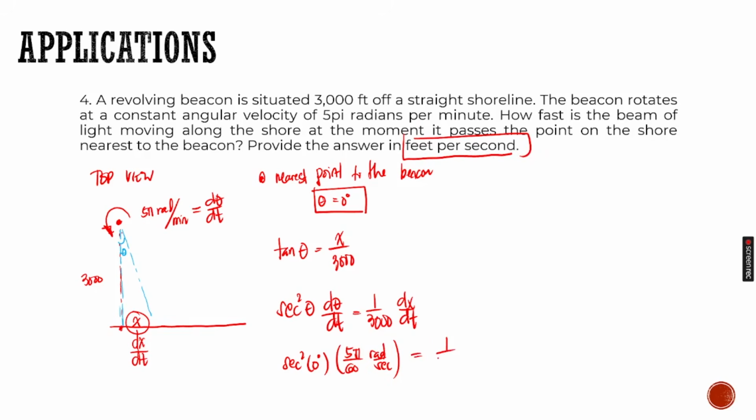This one is 1 over 3,000. The unit is feet, right? 1 over 3,000 feet. So, secant squared theta is just equal to 0. Therefore, we have here dx over dt. Cross multiplying, we have 5 pi over 60, and that is times 3,000.